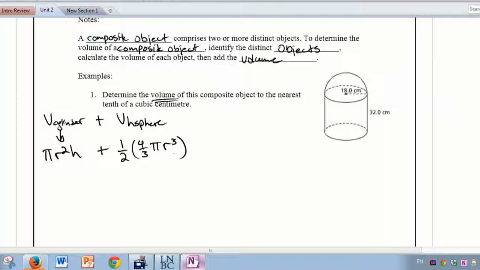Now, we know the radius and we know the height because those are both given in the problem. Radius 18 centimeters and the height is 32 centimeters. So you can do it in 2 steps and then add them together at the end, or you can just do it in one big step.